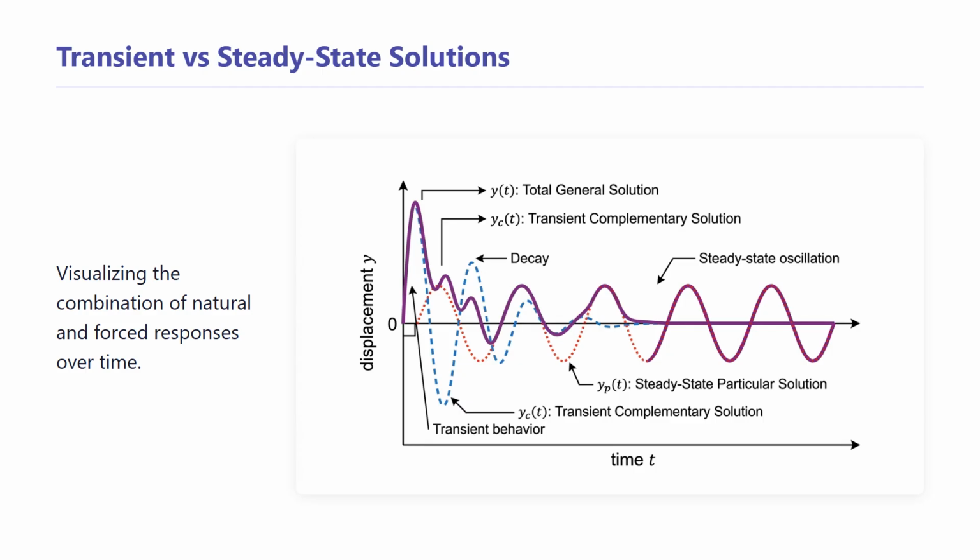Finally, look at the thick purple line. This is our total general solution. Early on, the motion is complex and irregular because both the natural and forced responses are active. But as time goes on and the natural response fades, the total motion perfectly aligns with the external driving force.